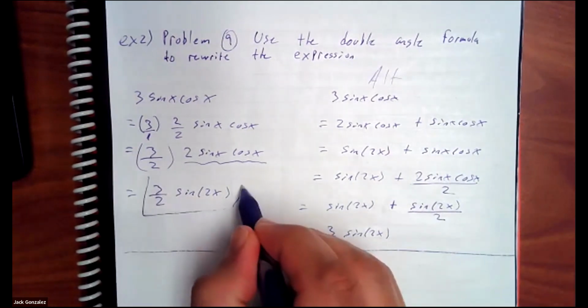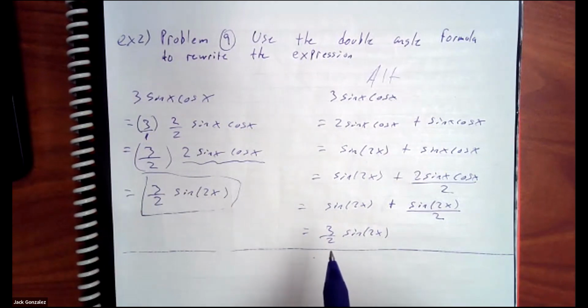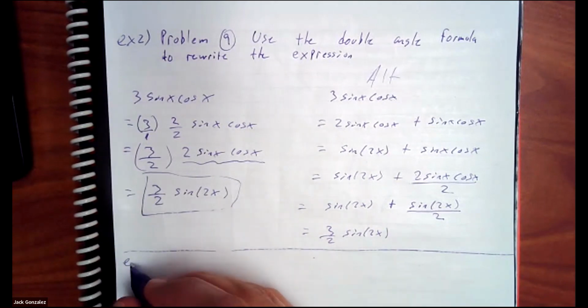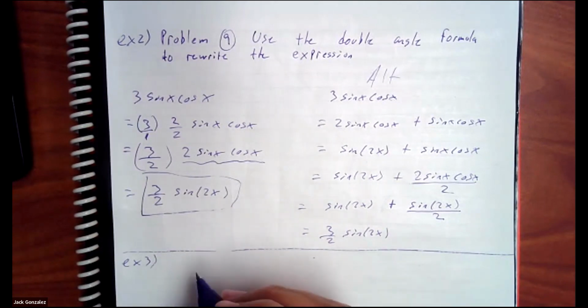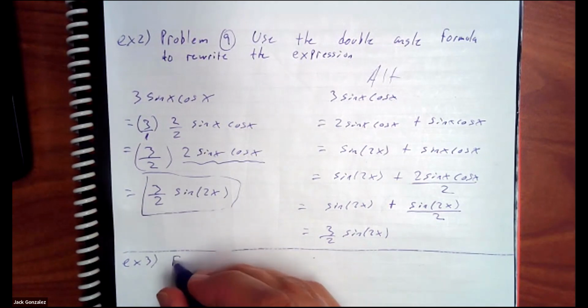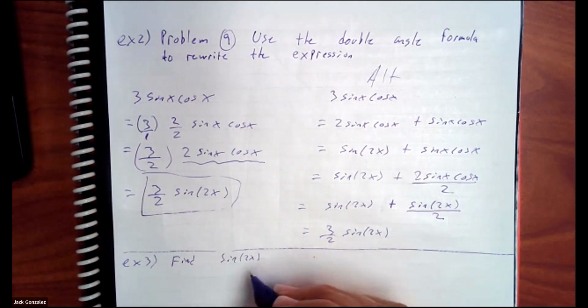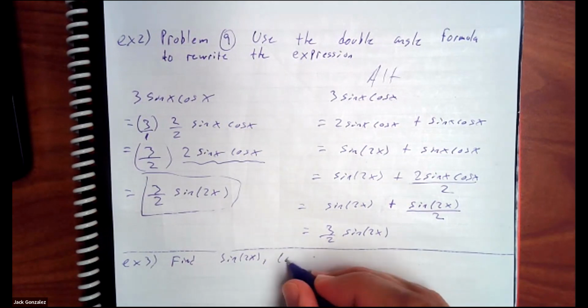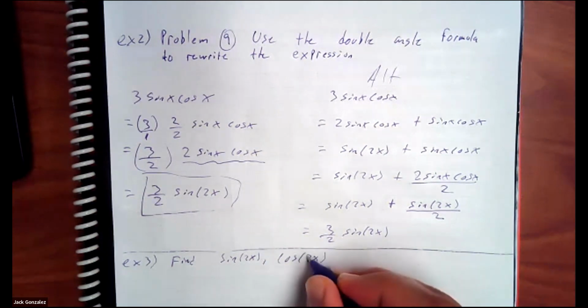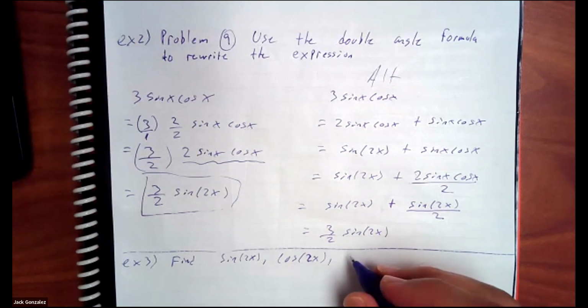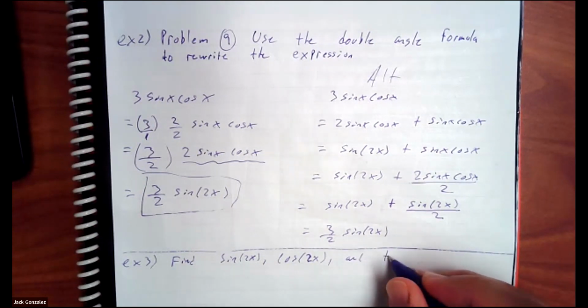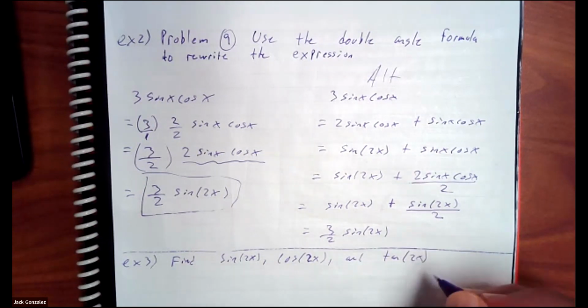So here is the answer. Take whatever path you want. Okay. Sample 3 says find sine of 2x, cosine 2x, and tangent 2x.